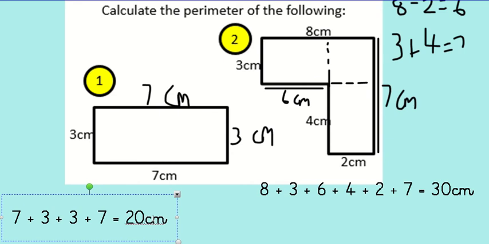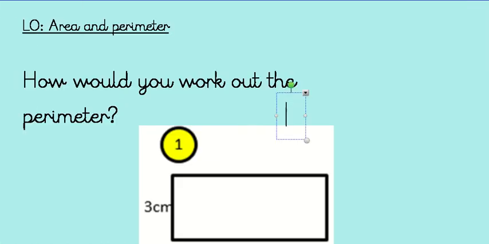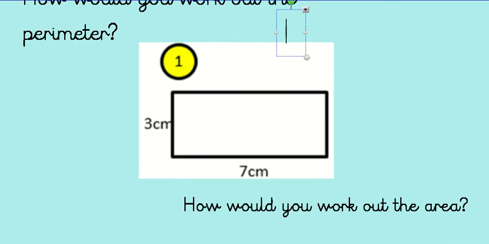There, obviously, we had to find the lengths of the missing sides to work out what the perimeter would be, which is the distance around the outside. If I go on to my next question then, how would I work out the area?